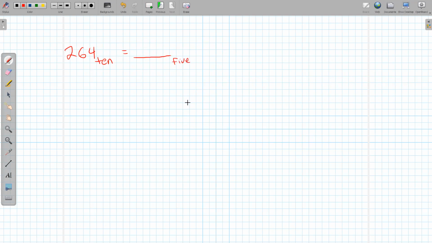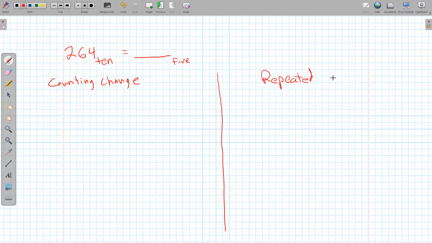And so the first method is where you think about place values. So we'll break the screen in half for two methods. So this one is the counting change method. And this method is the repeated division method. So look back at those other two examples. Hopefully you took notes on them. And I would like you to try each method. If they don't match, don't sweat it. I'll go through them again with you to sort it out. Go for it.